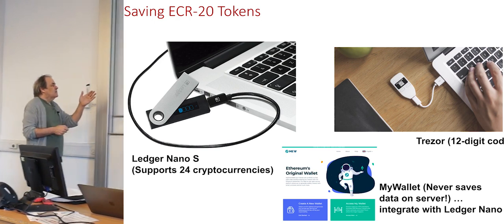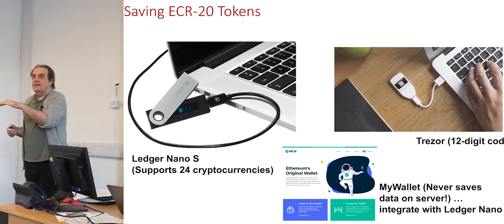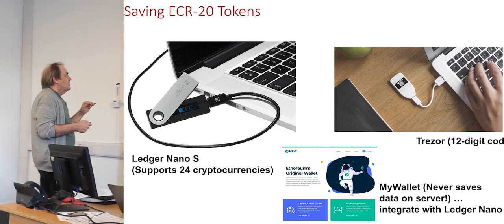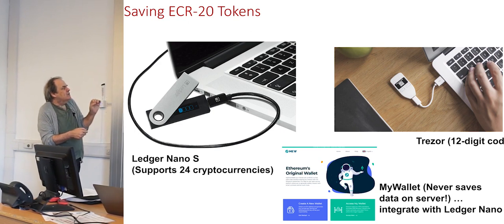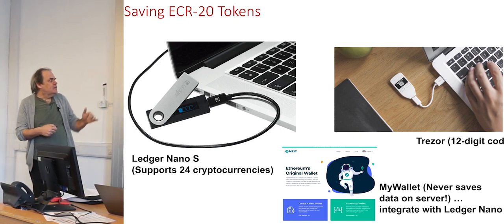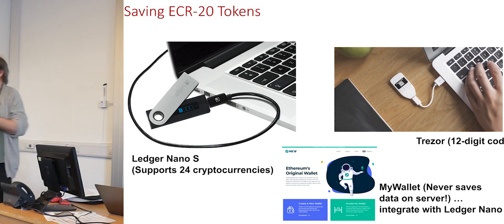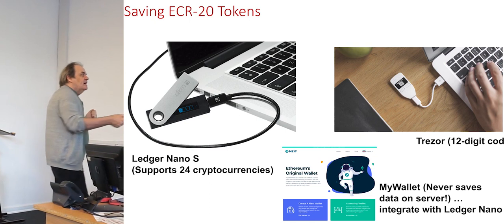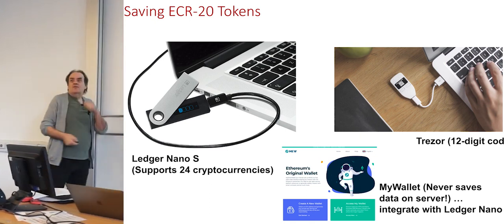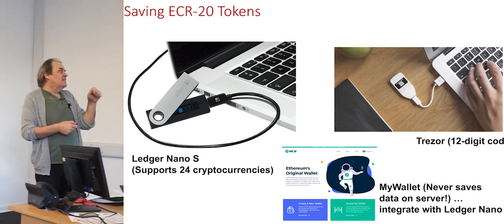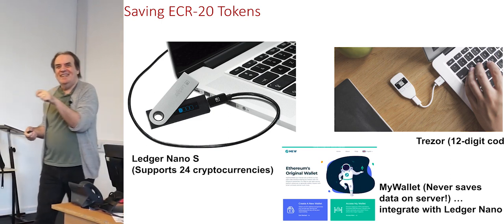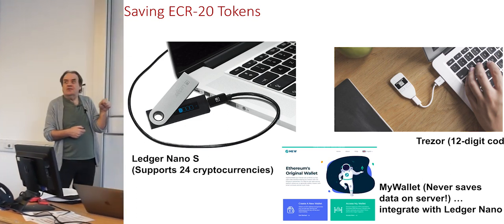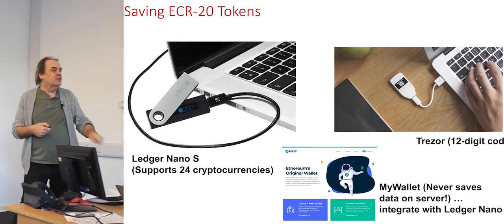And I think it supports 24 cryptocurrencies, and ERC20 tokens go on in there. This other one is highly recommended. It's got a 12-digit code, and you can disconnect it from the internet. So whenever you need to get access, it will do that, and it gets you to write down your 12-digit code. So you've got to watch, because if you lose that, then you've lost your tokens and so on.